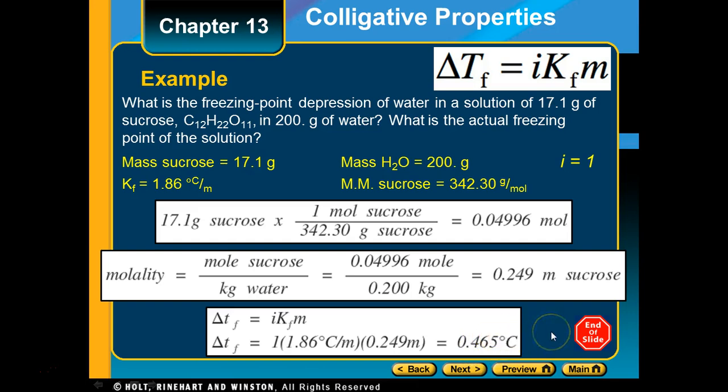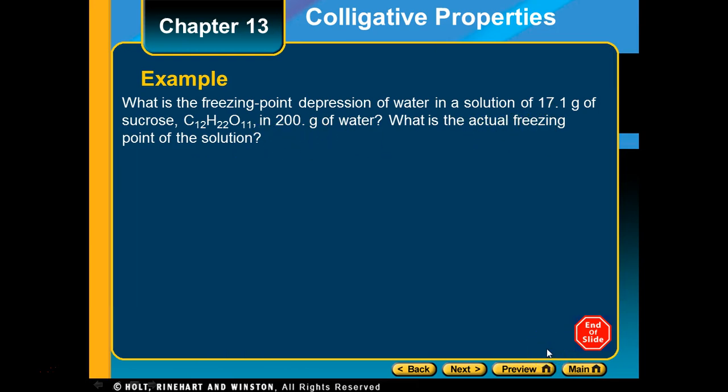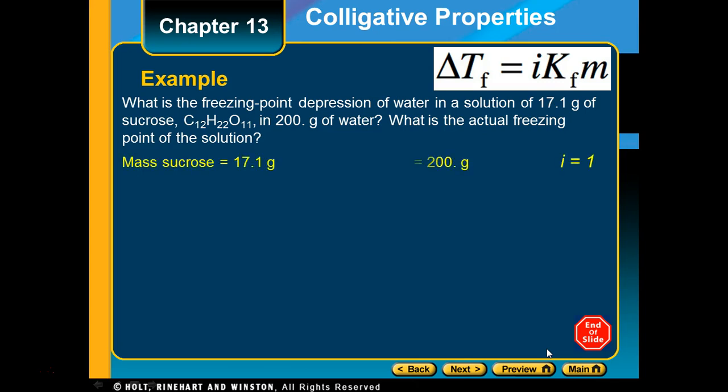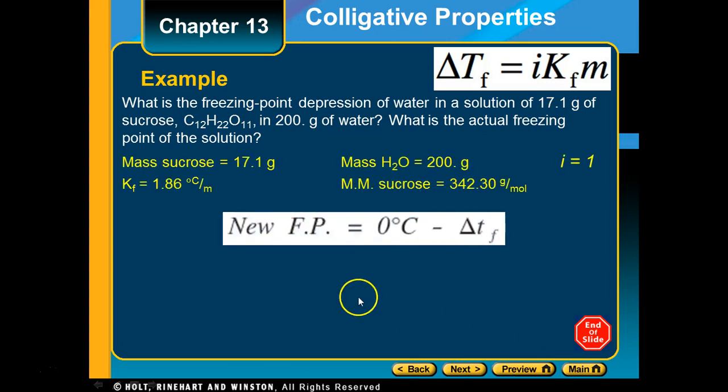So that's a change in freezing point, but they want to know what the actual freezing point of this is. Now water, it's pretty easy. This is all the same stuff. Our new freezing point: water freezes at 0. So all you have to do is take 0 minus your change in freezing point.